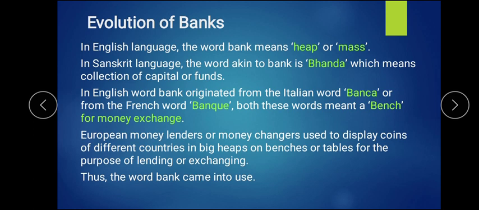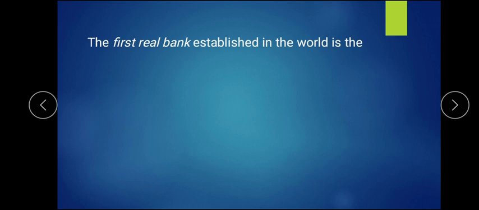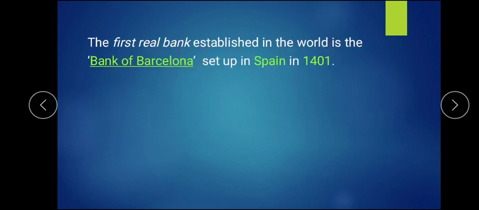But do you know where the first bank was established? When was the first bank established, and in which country? The first real bank established in the world is the Bank of Barcelona. The Bank of Barcelona was set up in Spain in 1401. That is 600 years ago, 6 centuries ago. This particular bank was first established in Spain.